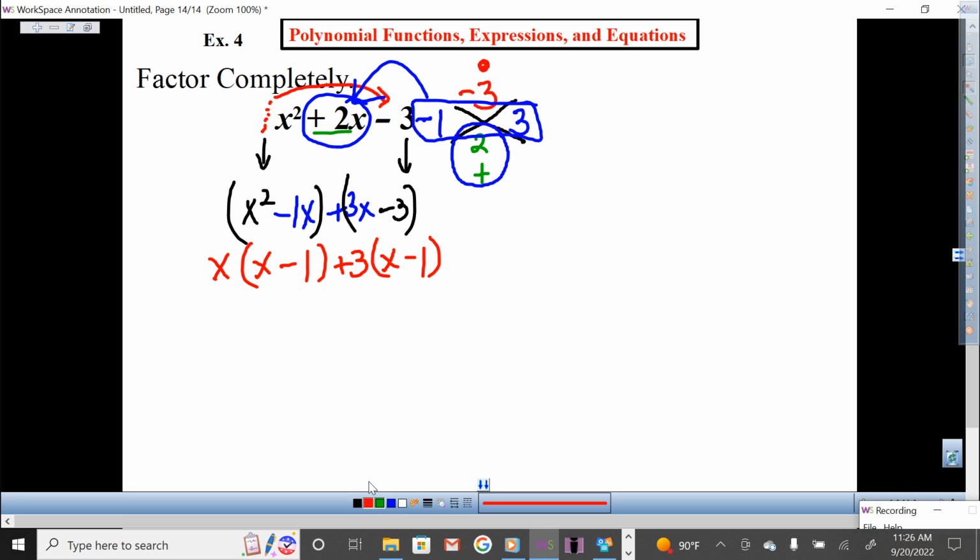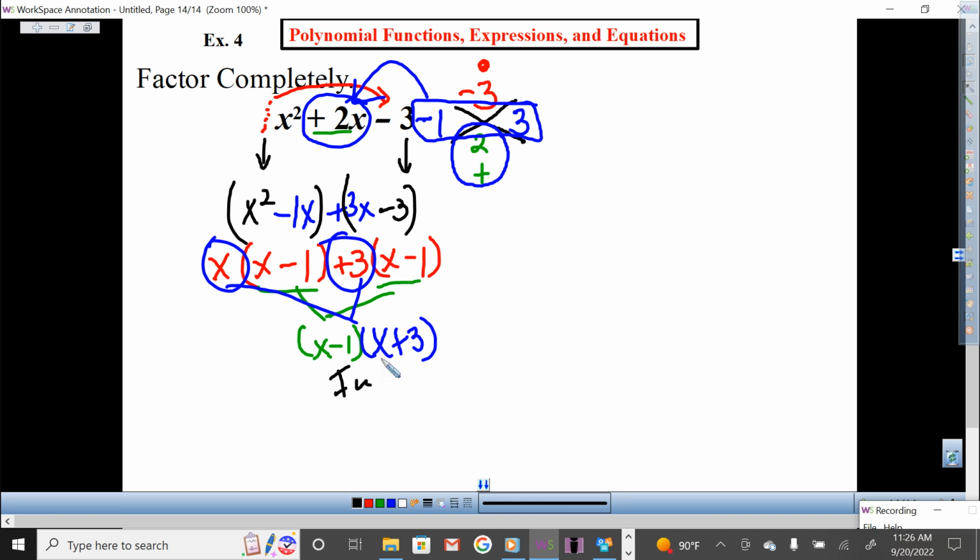So, what's the same here and here? Well, we got x minus 1, and then we got x plus 3. These are factors. Have you got that? Okay. Let's do another one. Are we hammering the process today? Yes? All right, here we go.